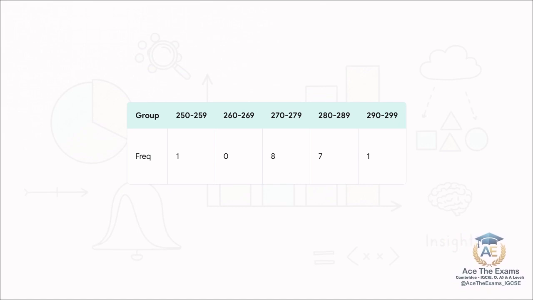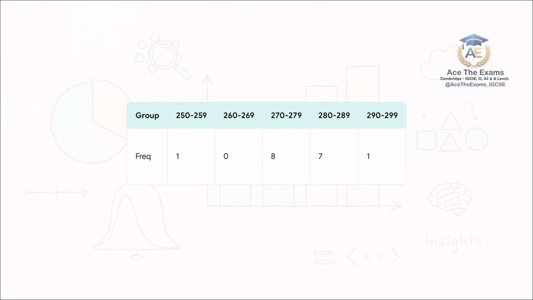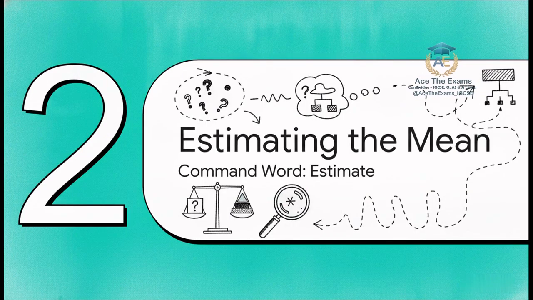Did all 8 of those students run exactly 271 meters? Did they all run 278 meters? Or are they just spread out evenly? We simply don't know. The raw data is locked away for good. Moving on to Section 2, Estimating the Mean.